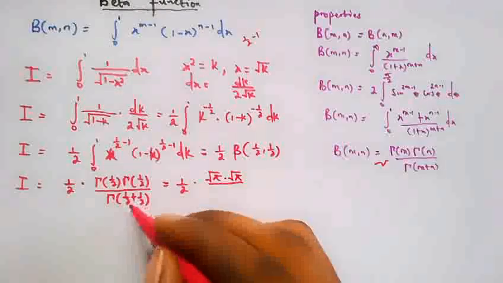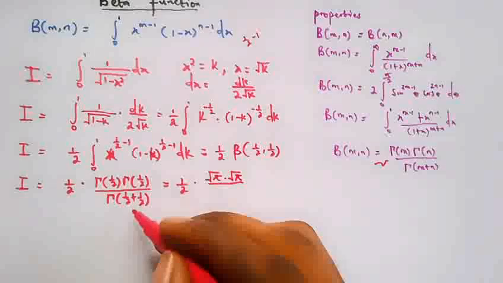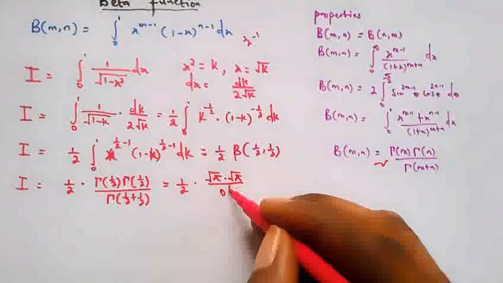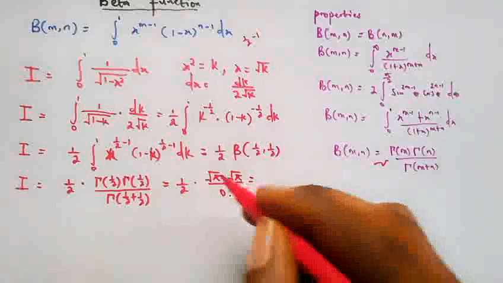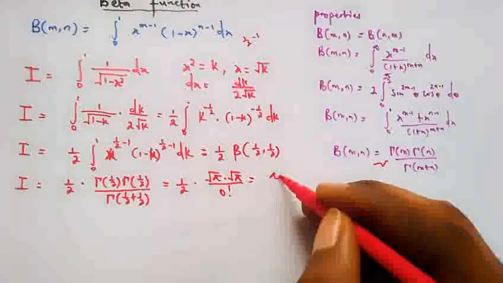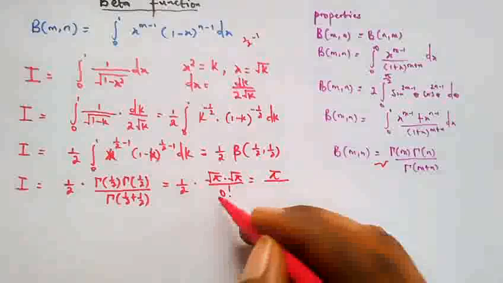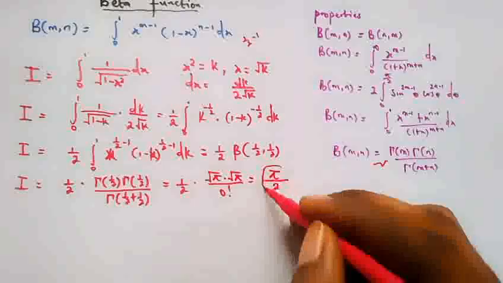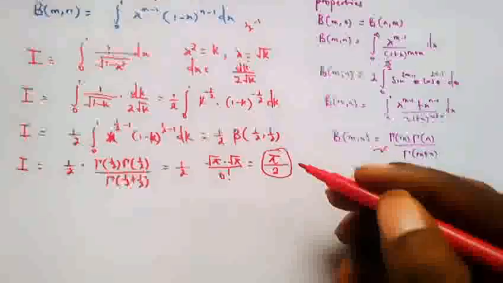Now here we have 1 over 2 plus 1 over 2, which is 1. So the gamma of 1 is 0 factorial, which is 1. So we have square root of pi times square root of pi is pi, all over 2 times 1, and that is pi over 2. So this is the required answer to the problem.